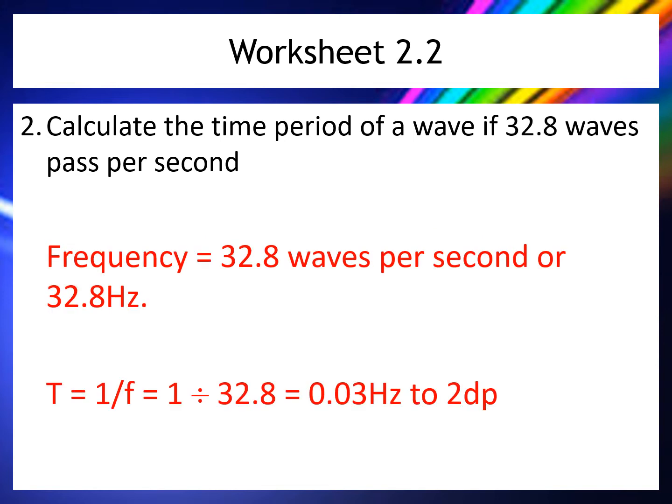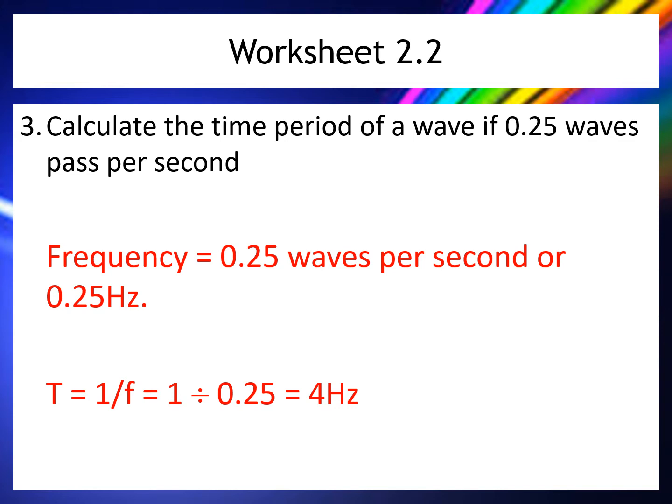Again, the question here tells us that there are 32.8 waves per second, so the frequency is 32.8 Hertz. Again, t equals 1 divided by f, so we put the numbers in. 1 divided by 32.8 gives us 0.03 Hertz to 2 decimal places. Usually, if you're not sure, go to 2 decimal places or 2 significant figures, so your answers aren't too long.